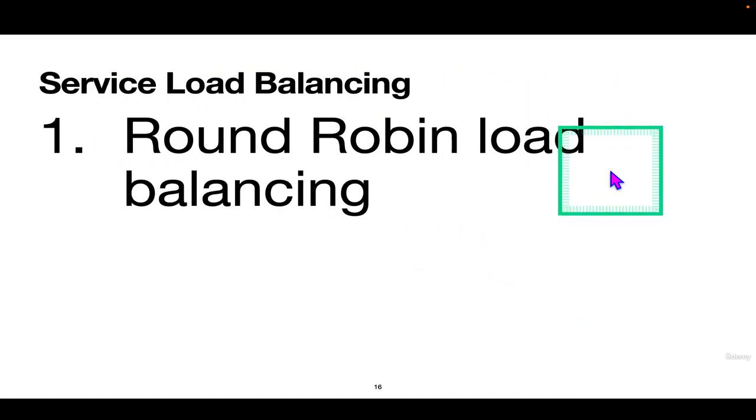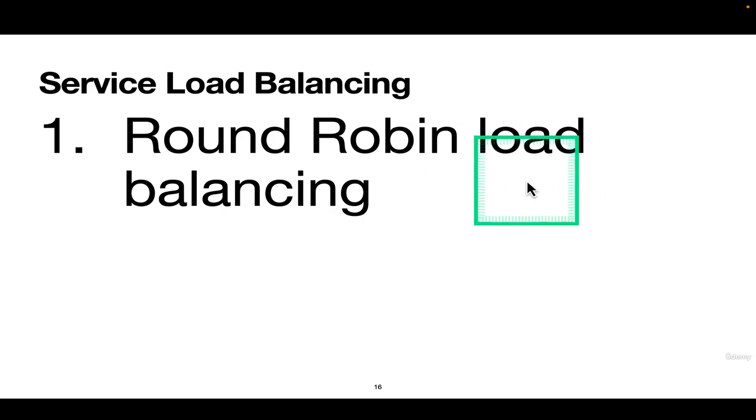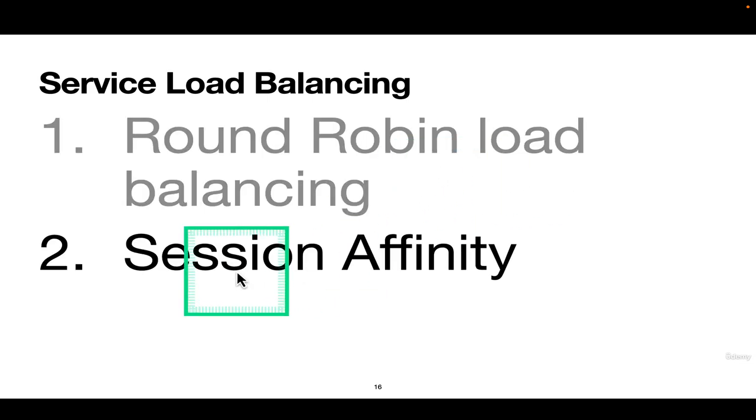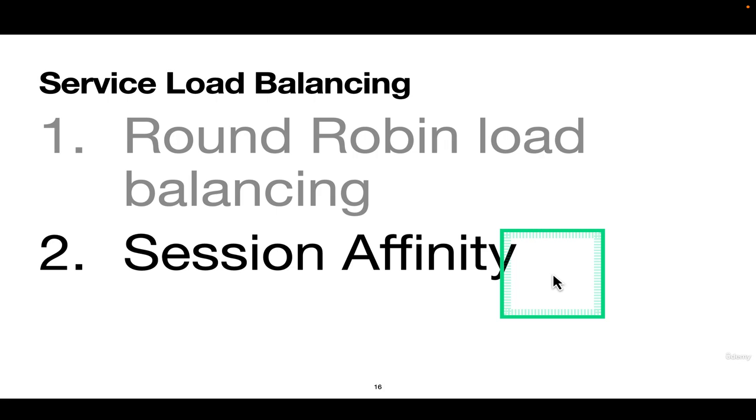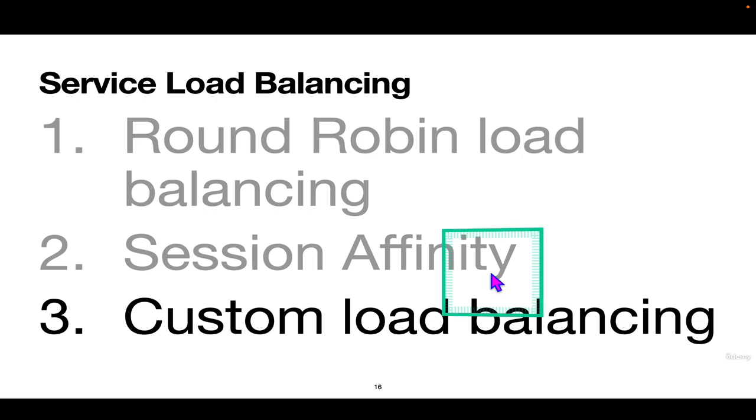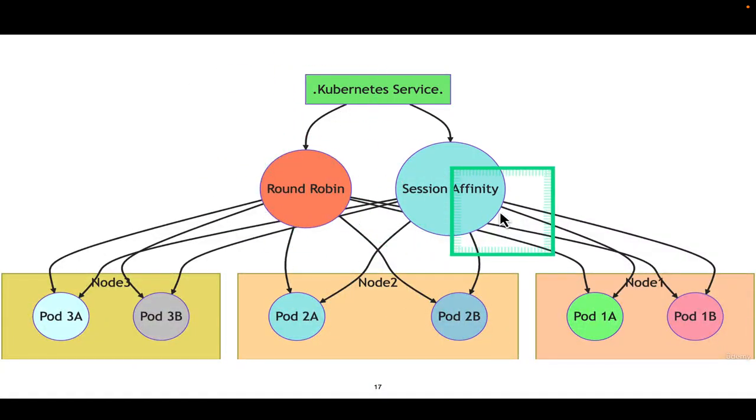Service load balancing. Round robin load balancing. By default, Kubernetes services use round robin load balancing, distributing incoming requests evenly among pods. Session affinity. Session affinity can be configured for services to ensure that requests from a specific client are directed to the same pod during the session, providing consistency in stateful applications. Custom load balancing. Custom load balancing strategies can be implemented using third-party solutions or custom code, allowing for more advanced traffic distribution and management.